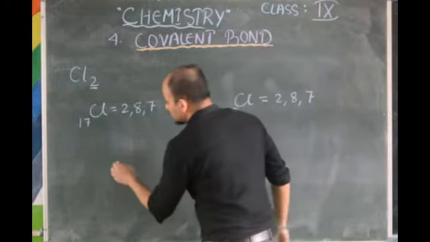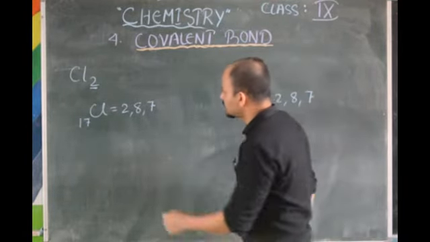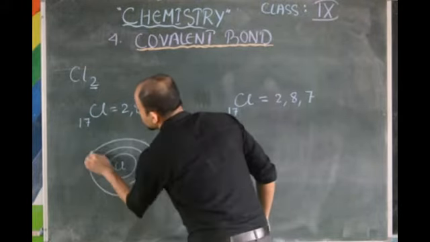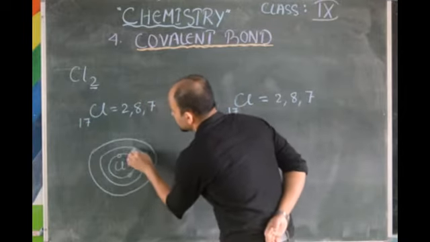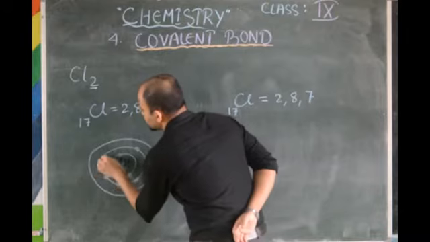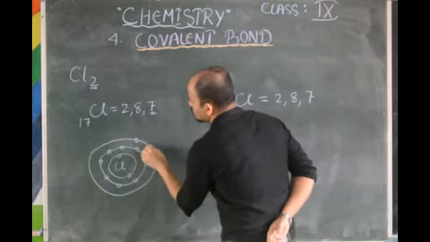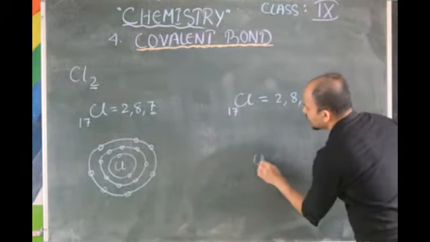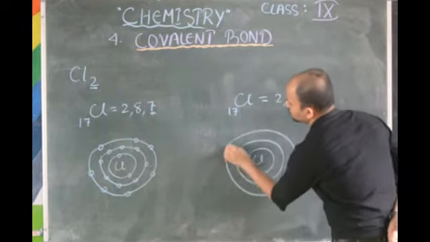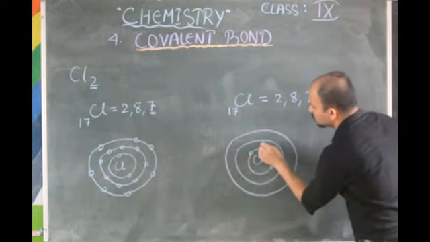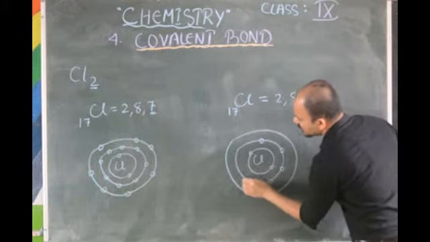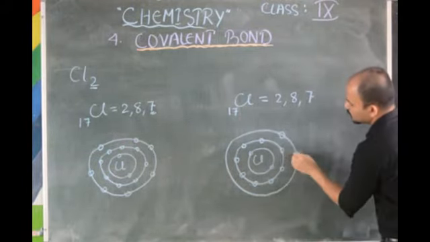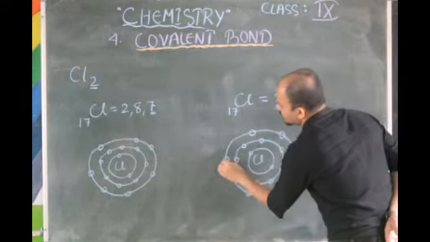Now let's draw its atomic orbit structure. Chlorine: first shell, second shell, third shell. In the first shell, the innermost shell, it has 2 electrons, then 8 electrons, and in the outermost shell, it has 7 electrons. Similarly, this chlorine also has the same electronic configuration. The innermost shell contains 2 electrons, the second contains 8 electrons, and the outermost shell contains 7 electrons.